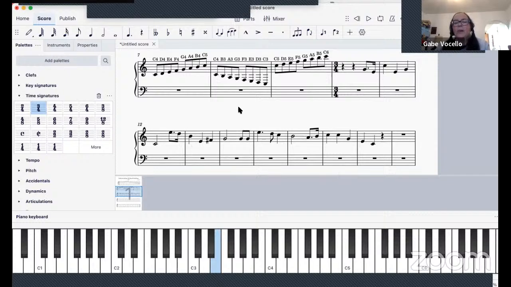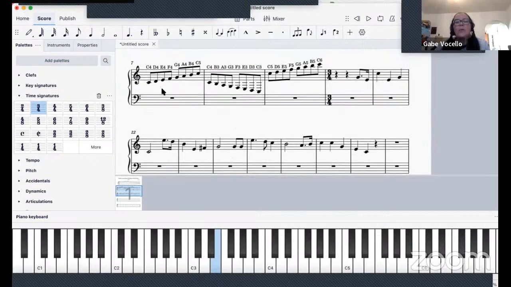Octave means 8 notes. 1, 2, 3, 4, 5, 6, 7, 8. Within that octave, 1, 2, 3, 4, 5, 6, 7, and 8. So from that C4 to C5 and so on and so forth.